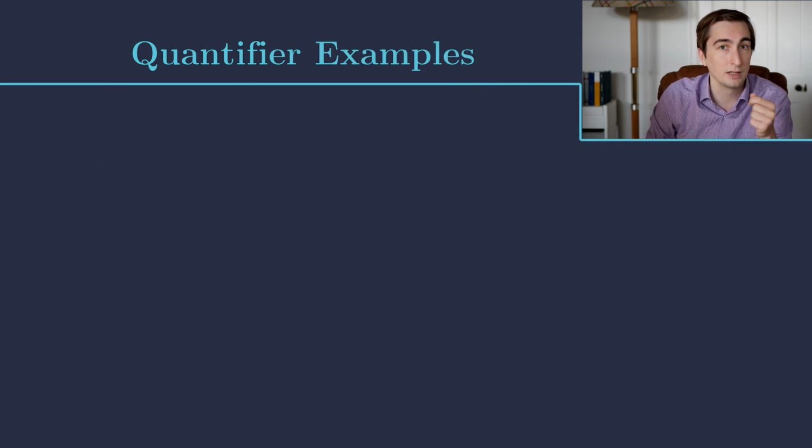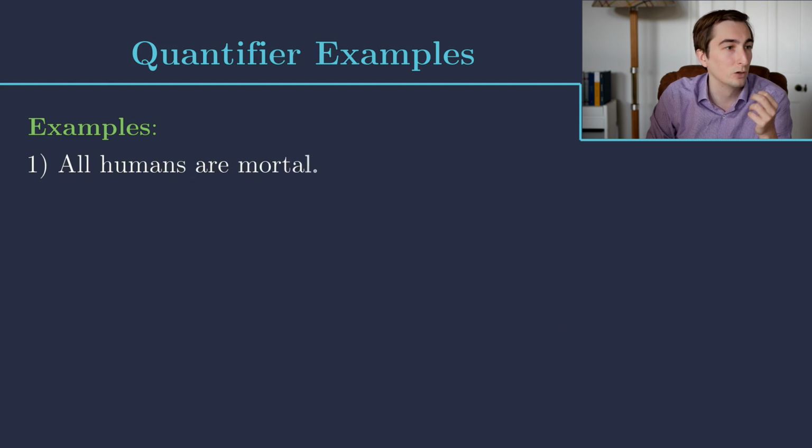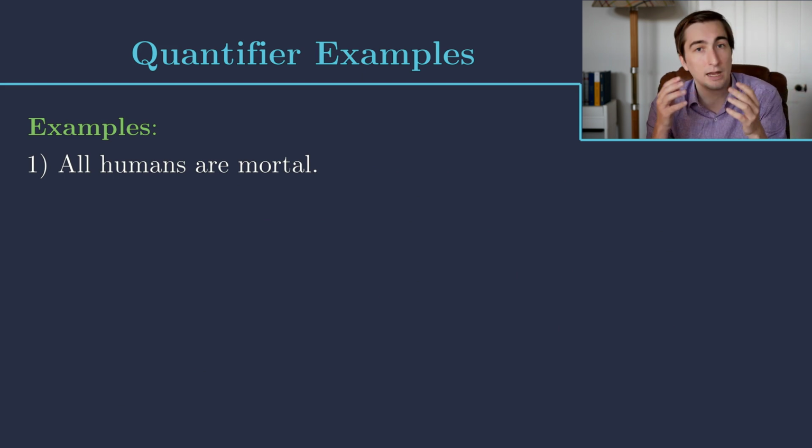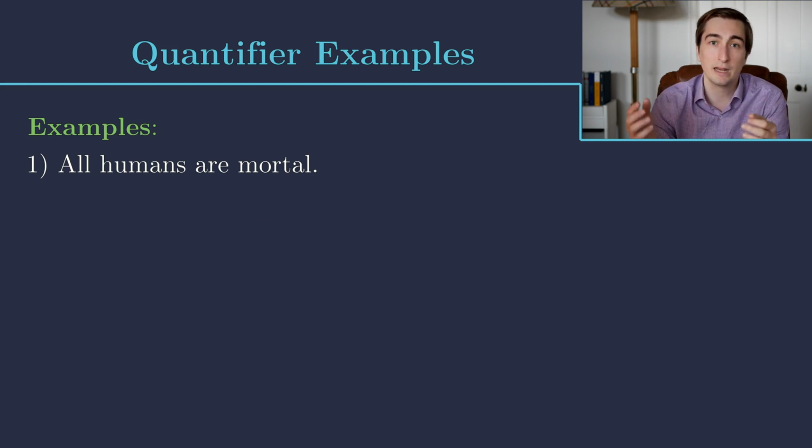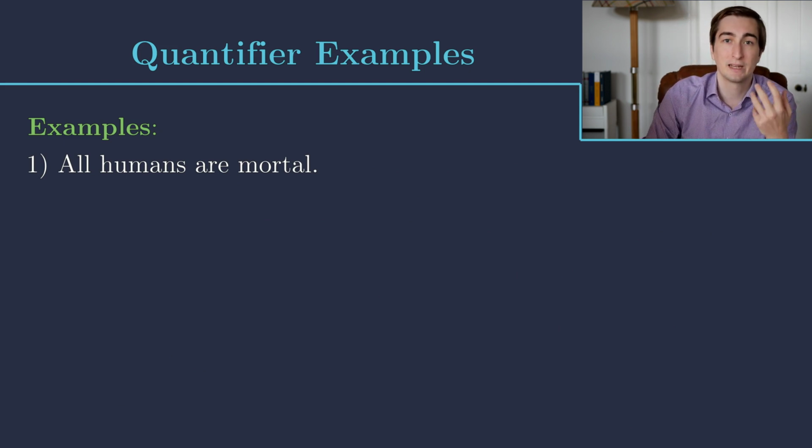And let's just look at some specific examples of statements that contain these types of things, and then let's see if we can formalize them in the context of first order logic. So we have the statement, all humans are mortal. So this is a proposition or statement. And in propositional logic, it was not possible to formalize this statement. But in predicative logic, in first order logic, we can do that now.